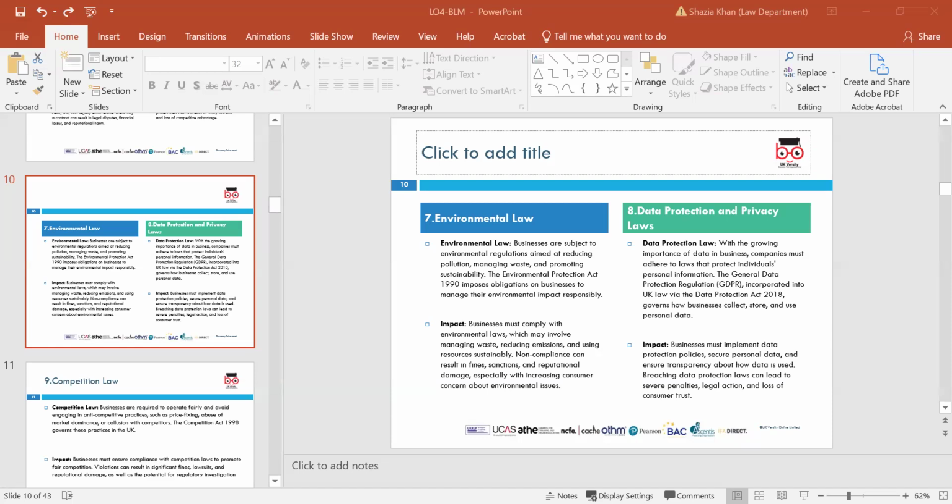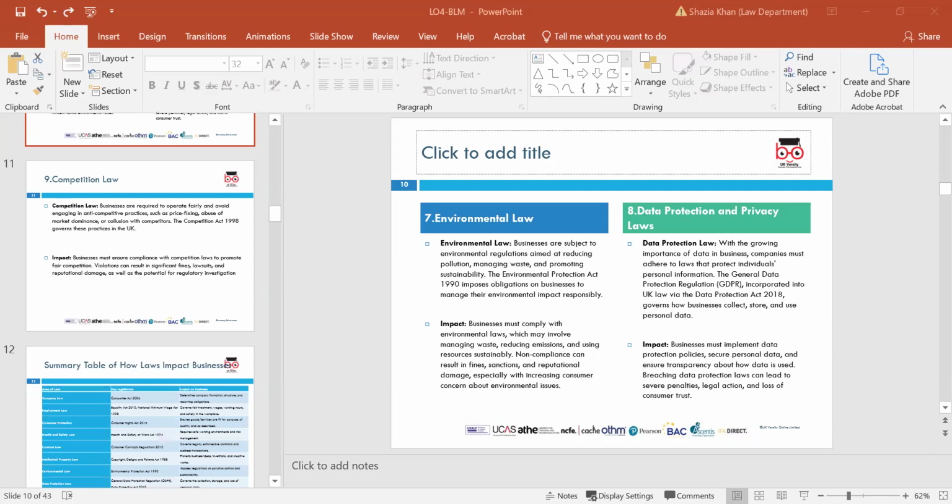Regulations like the UK GDPR, General Data Protection Regulation, dictate how businesses should collect, use, and store personal data. Non-compliance can lead to substantial fines. For example, a dental practice must comply with data protection laws by ensuring patient data confidentiality and secure handling of medical records.